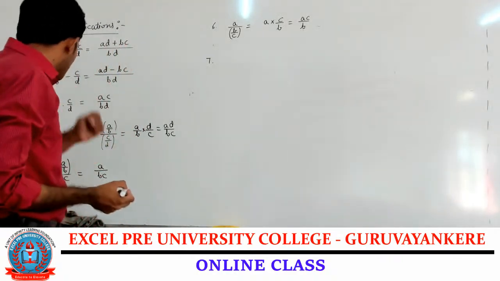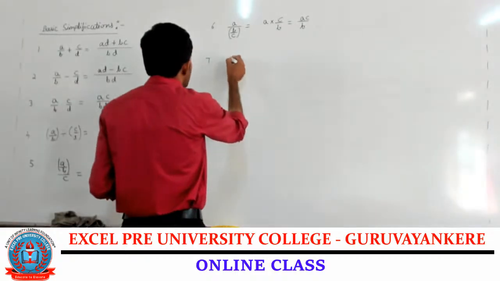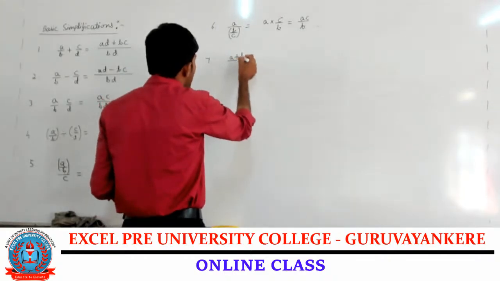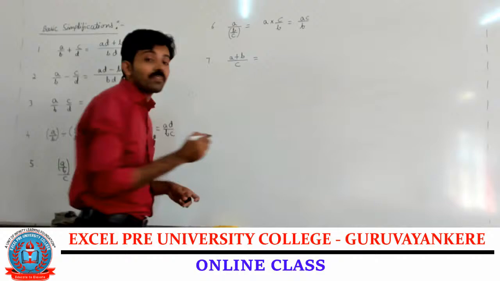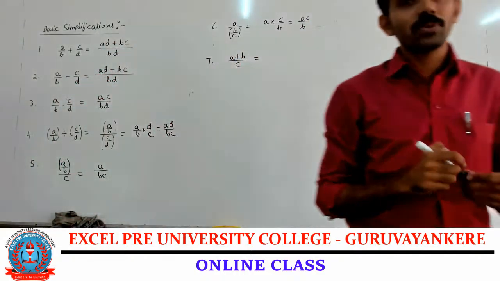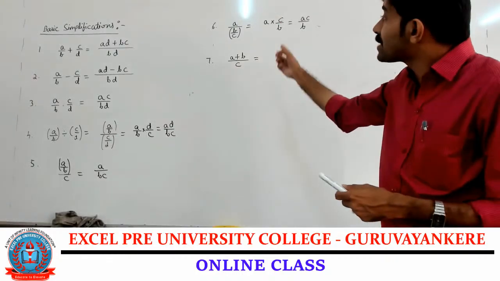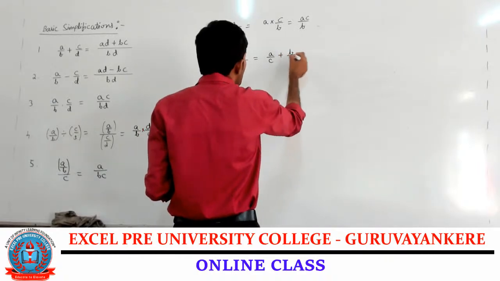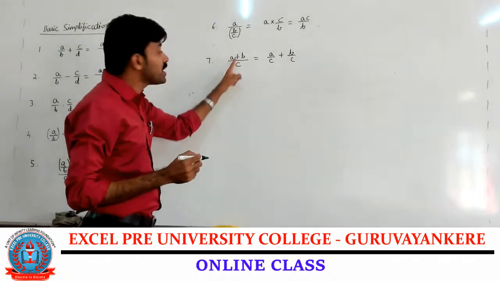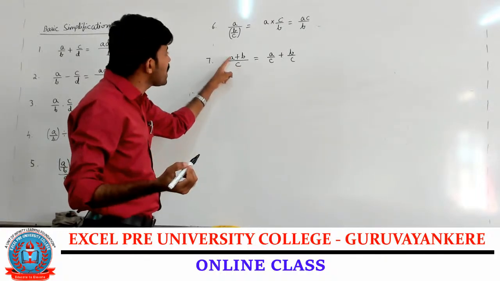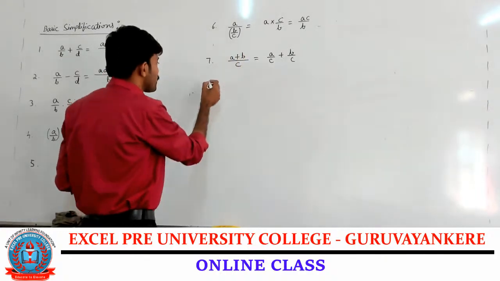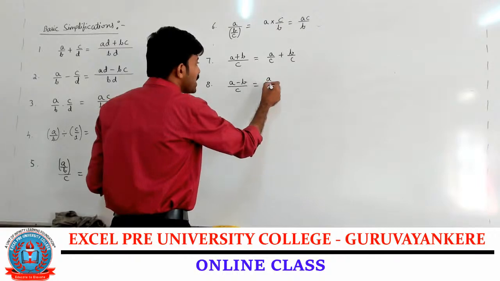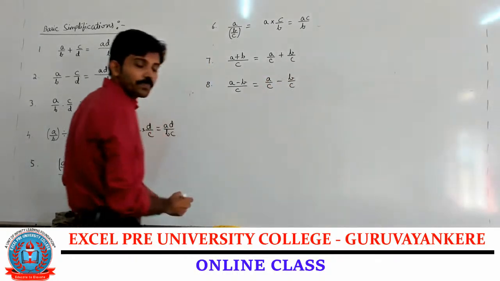Next one, seventh one, we have A plus B divided by C. Numerator is sum of two terms. If numerator is sum of two terms, we can split this, right? A plus B by C could be written as A by C plus B by C. Denominator contains a single term, then you can separate the terms. A by C plus B by C. Similarly for subtraction, A minus B by C is A by C minus B by C.